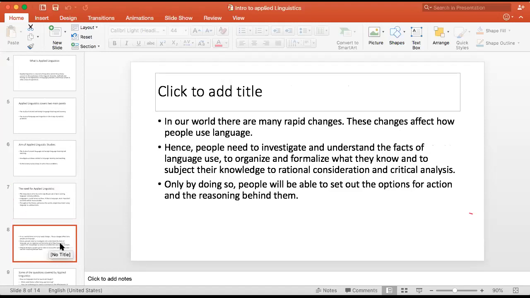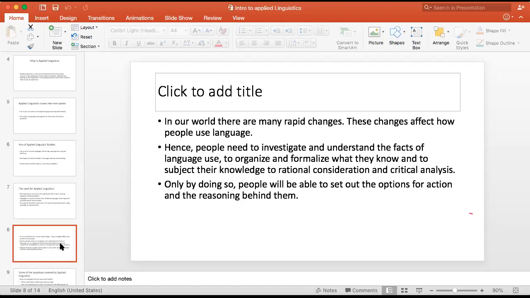So why is applied linguistics important? Why is it significant? Because we see that the world is rapidly changing. And when we say that the world is rapidly changing, we talk about the world becoming a global village. We are connected with each other through social media, through other means, but basically we are connected through language. If there is no language, there is no social media, no media at all.